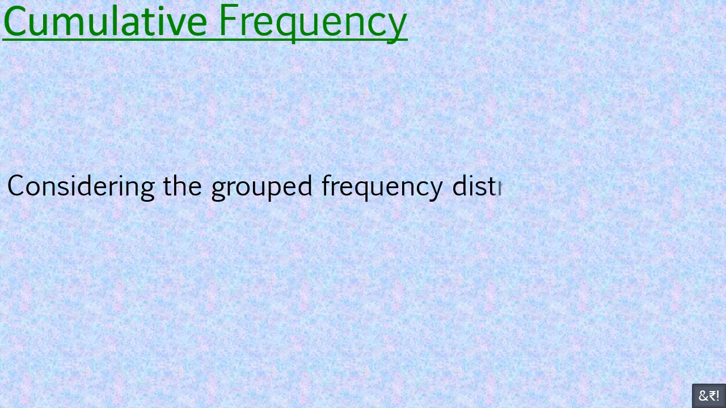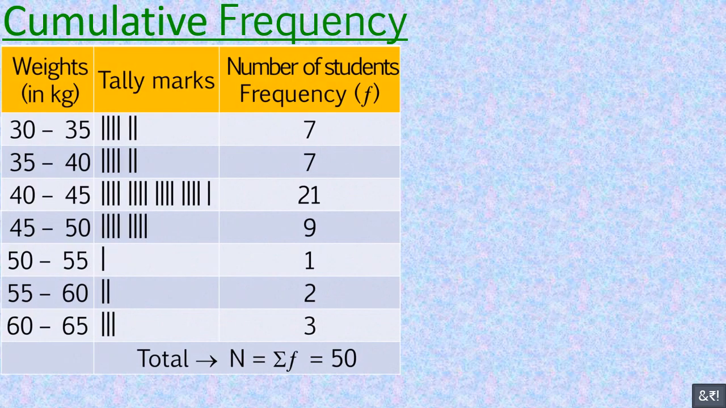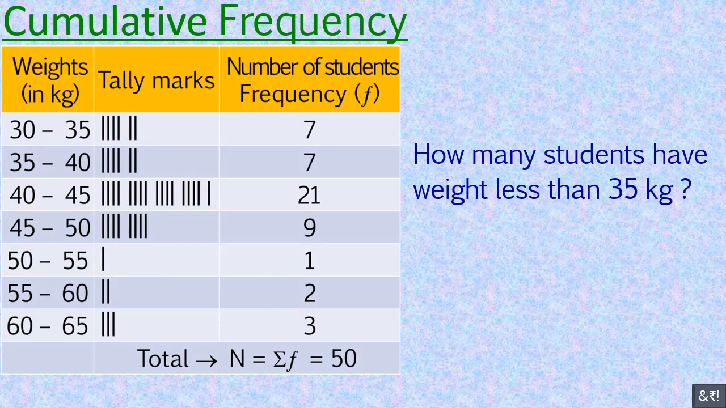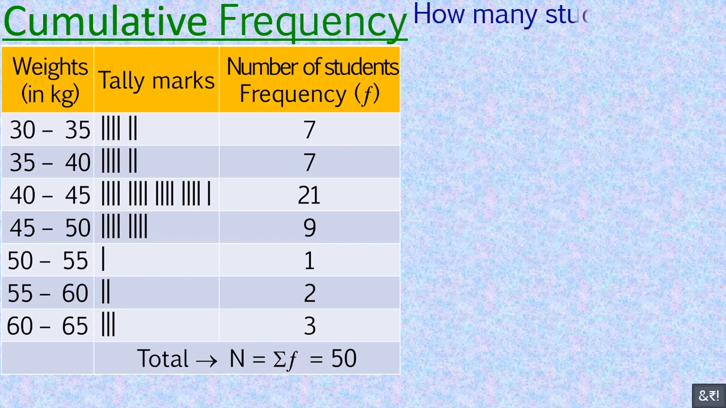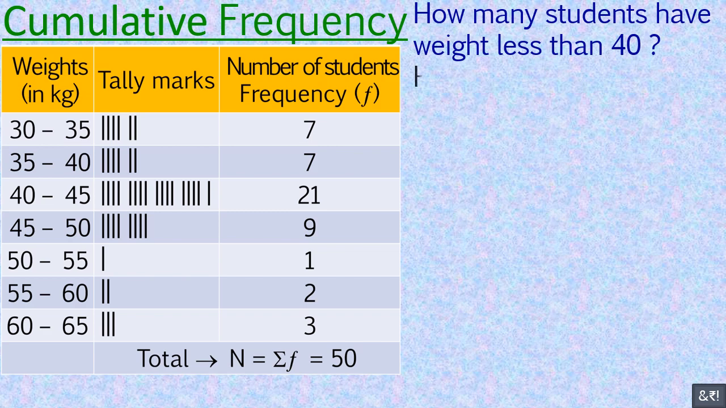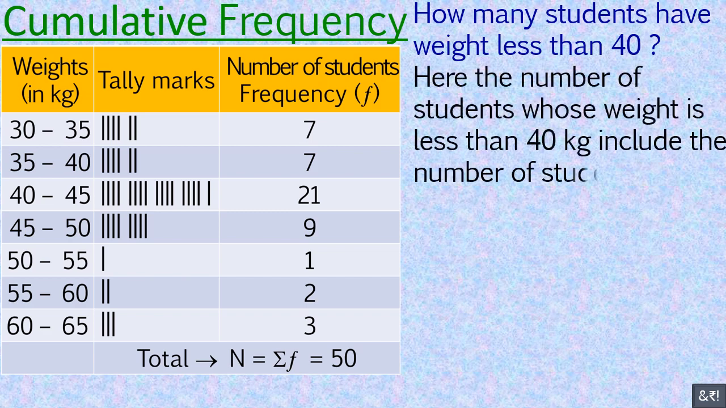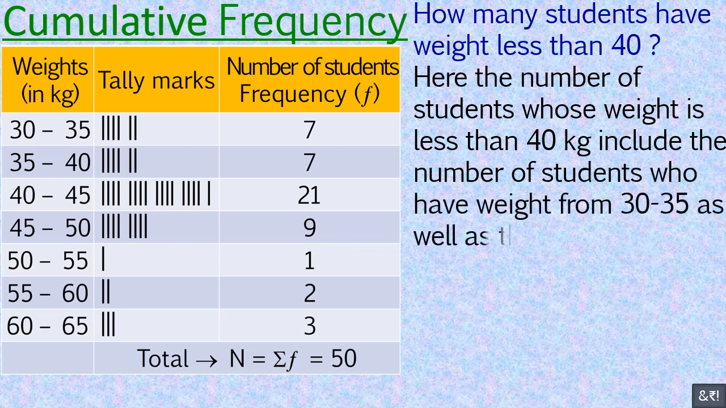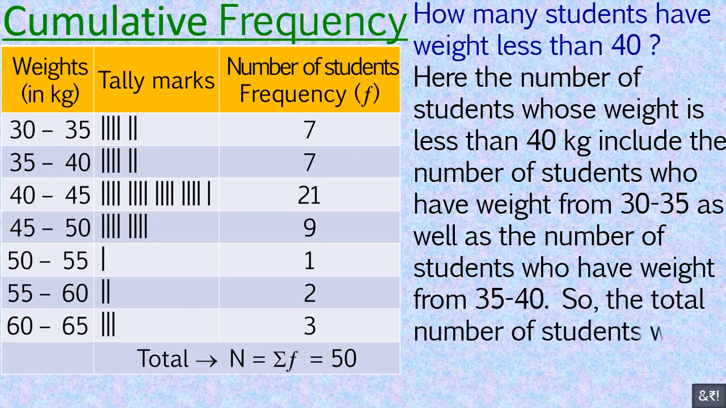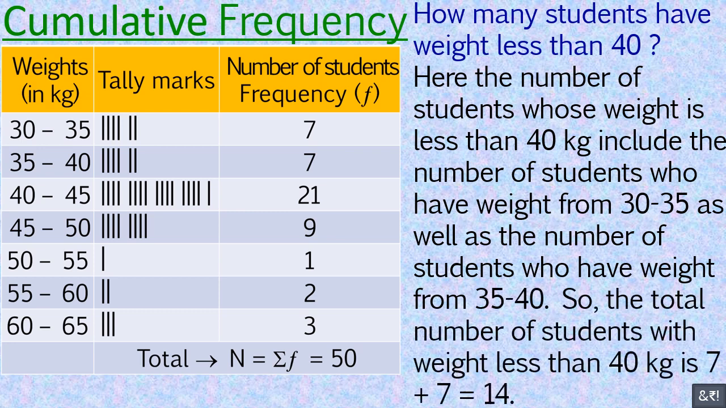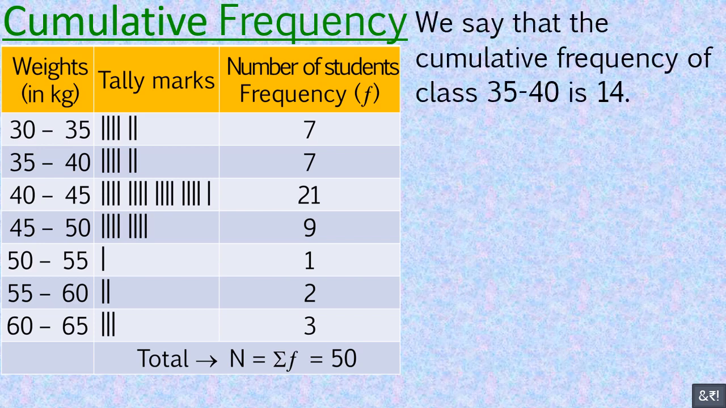Considering the grouped frequency distribution table of our previous example, let us answer these questions. How many students have weight less than 35 kg? We get the answer directly from the table, that is, 7. How many students have weight less than 40? Here the number of students whose weight is less than 40 kg include the number of students who have weight from 30 to 35 as well as the number of students who have weight from 35 to 40. So, the total number of students with weight less than 40 kg is 7 plus 7 equals 14. We say that the cumulative frequency of class 35 to 40 is 14.